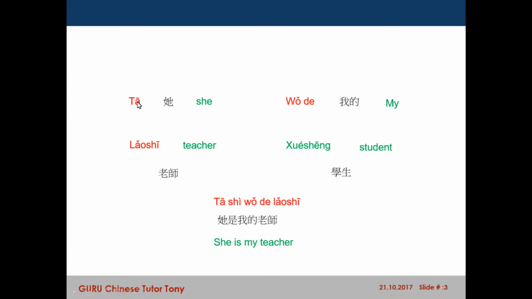Okay, so second page. 我的 is possessive. Do you remember? 我的, you just put 的 and it becomes mine. 老师 is teacher. 学生 student. So 她是我的老师, she is my teacher.